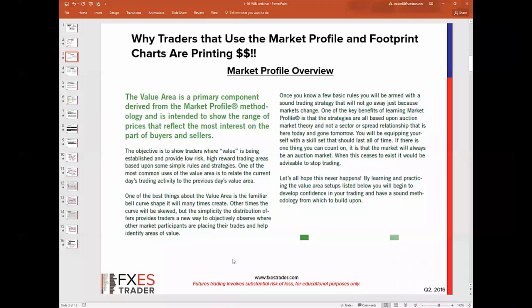So one of the most common uses of the value area is to relate the current day's trading activity to the previous day's value area. Now, the caveat there is that although that's important, I also think it's important to compare today's activity, or even the overnight, to the previous 5 days.